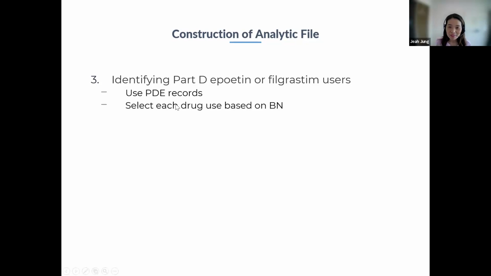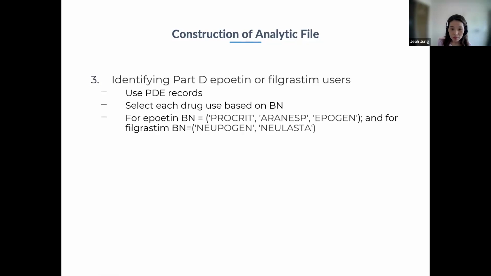So epoetin and filgrastim, these are still brand name drugs. I think during this period, they both are brand name. Now these are actually biologics, so now biosimilars are available. But back then it was all biologics. So we actually used a brand name, because it's pretty simple. There were only 3 epoetin, Procrit and Aranesp or Epogen or something, and then the 2 filgrastim. So using this, we identify the Part D drug users.